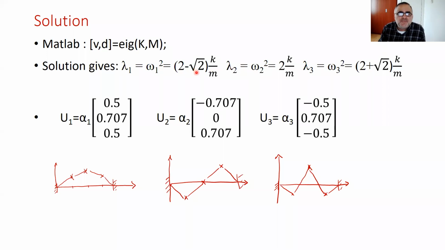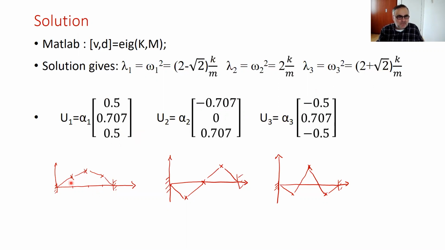So the first natural frequency, the first eigenvalue, will be (2 minus root 2) k over m. The second one will be 2 root k over m. The third one will be (2 plus root 2) k over m. After which, you can solve for the mode shapes, and mode shapes, as you know, have certain coefficients in front of them. These are arbitrary, okay?